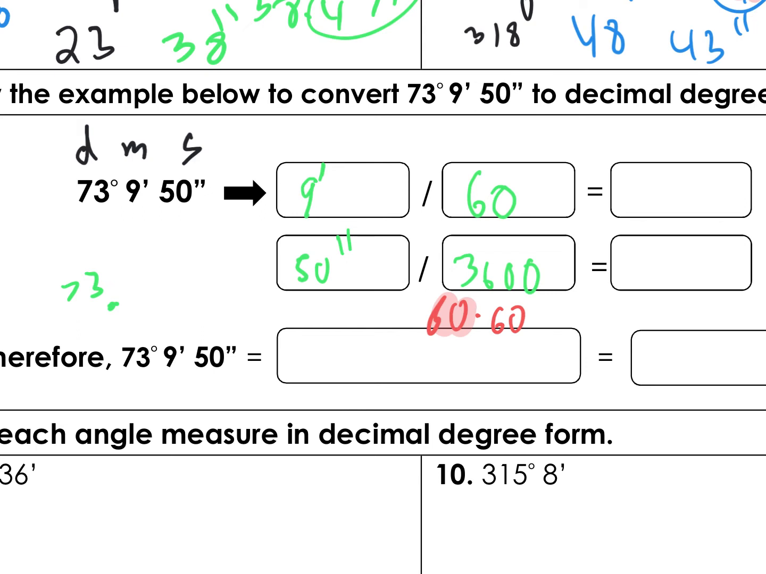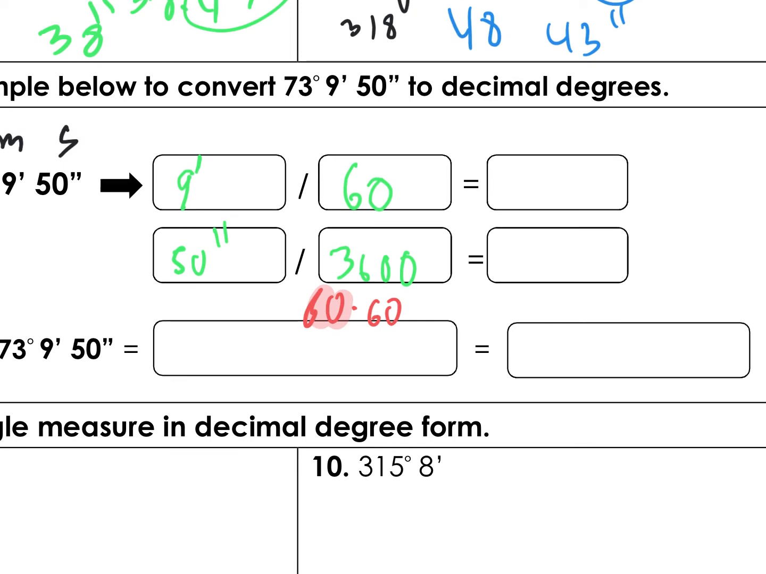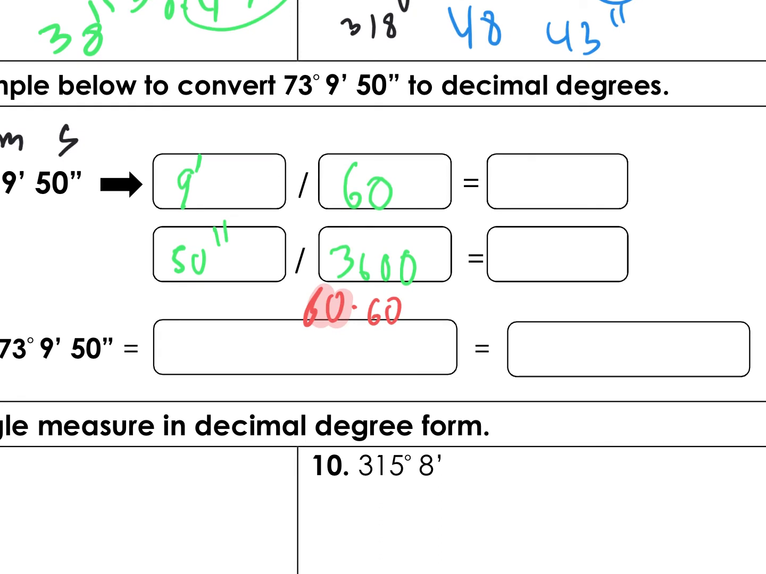So I need to realize that every minute has 60 seconds in it, and every degree has 60 minutes. So I get these two numbers, and I should be able to add those together to give me my decimal component. So here goes. I'll come back with my numbers. You give me your numbers. 9 minutes and 50 seconds.